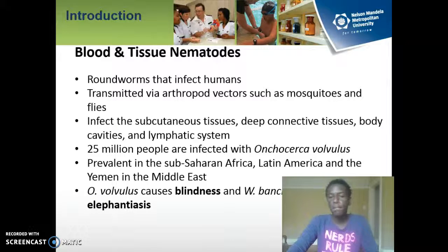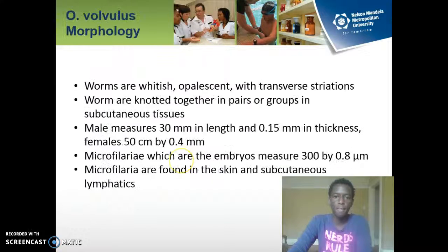Currently, there are 25 million people infected with Onchocerca volvulus. This is the main parasite I'm going to be focusing on, and it seems to be more prevalent in Africa, America, and the Middle East. So just a brief description of the diseases. Volvulus causes blindness and Bancrofti causes elephantiasis. We'll see what that's all about.